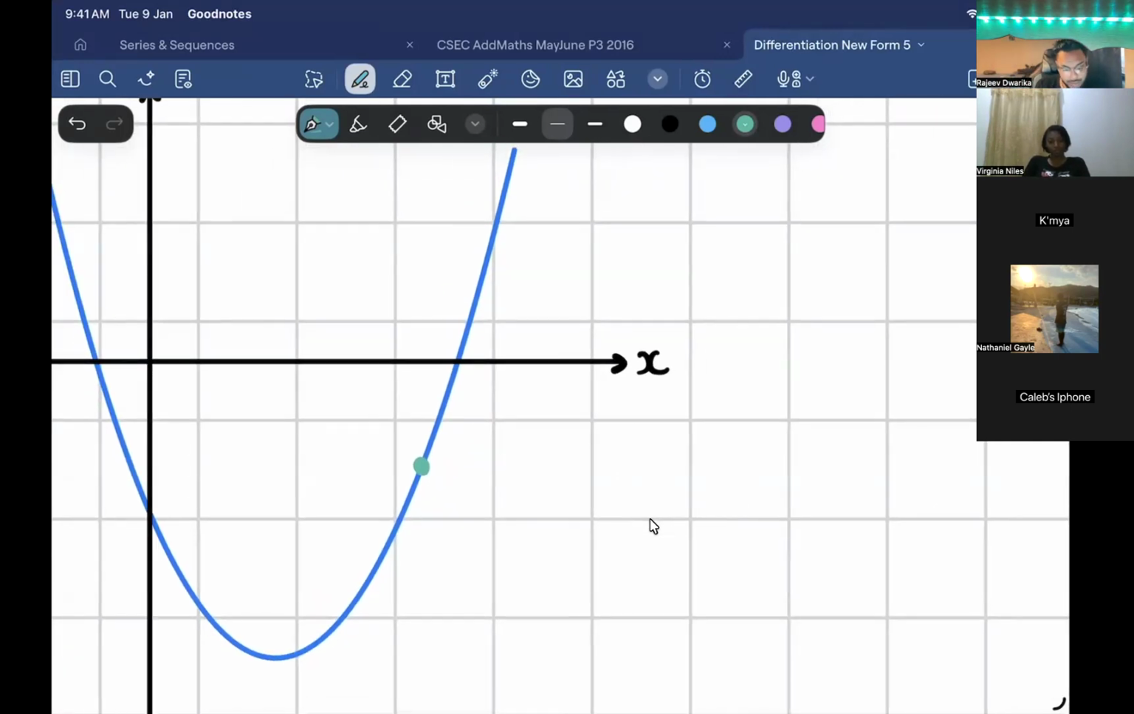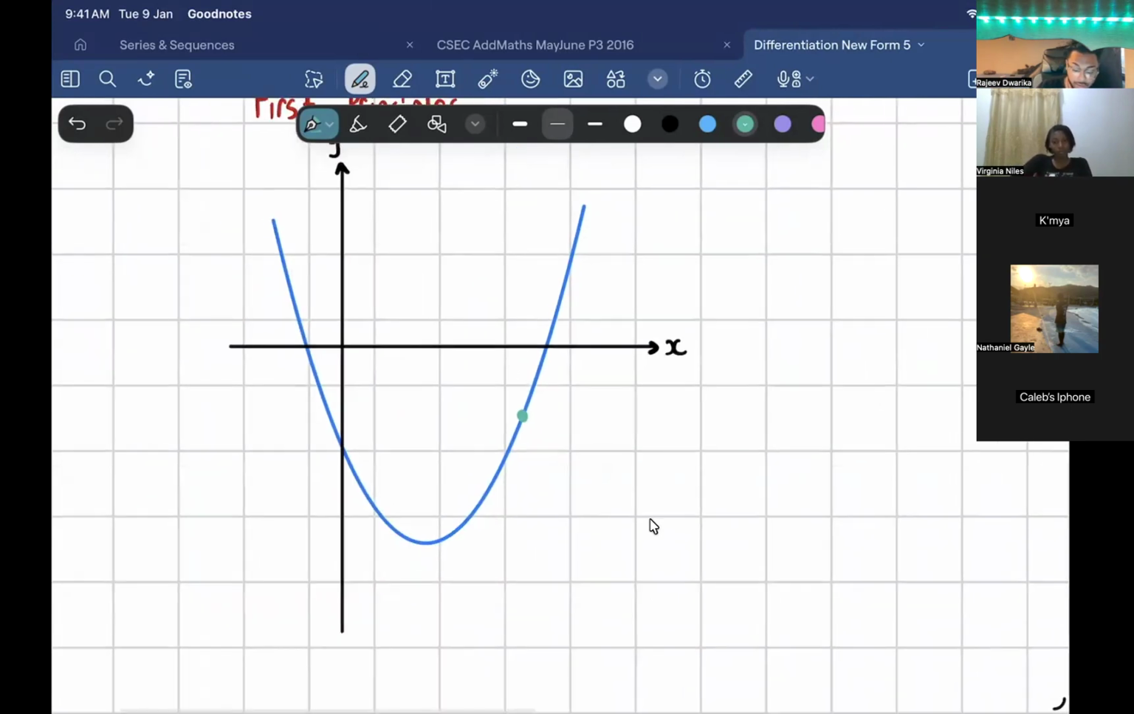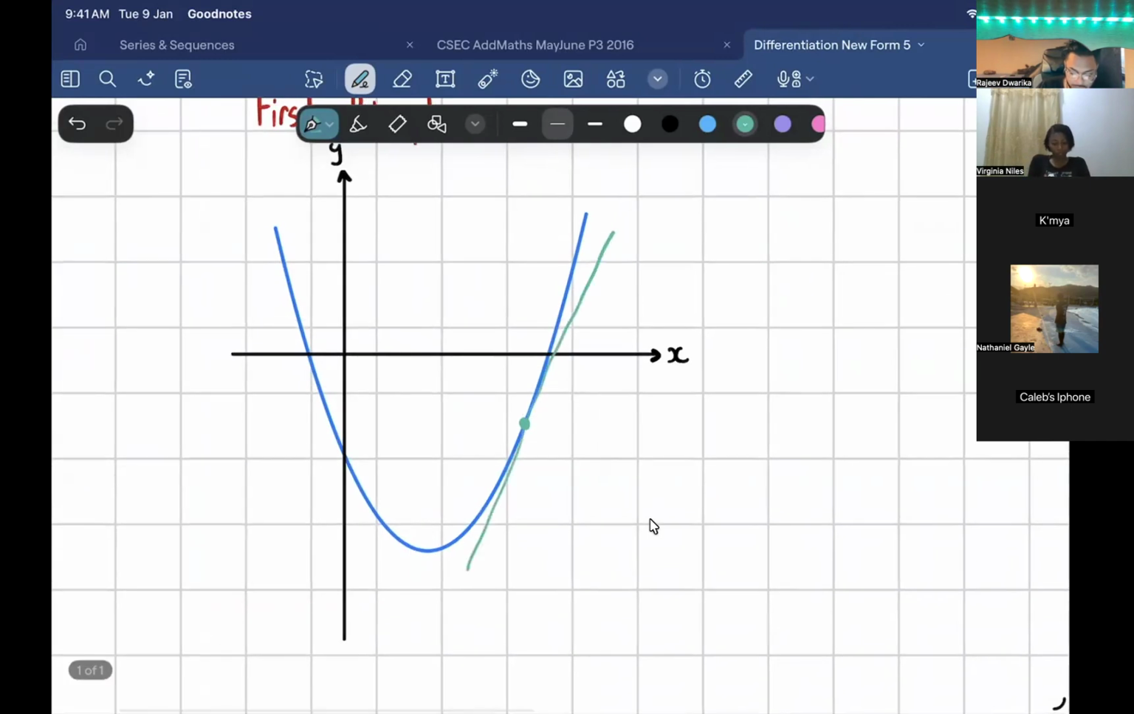So what did we just discuss, guys? If I wanted to find the gradient at that point, using regular math, I would draw a tangent. You understand that, right? I draw a tangent, and what would I do next? Pick any two points on that tangent and then find the gradient with those. That's exactly what I would do.